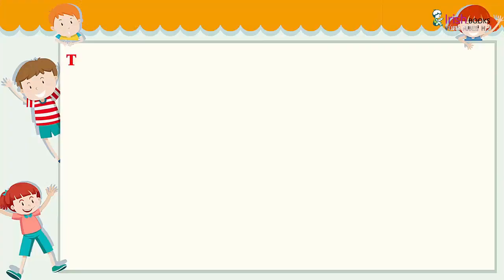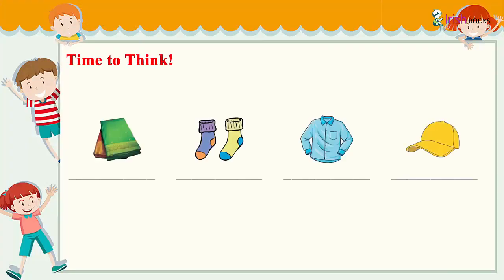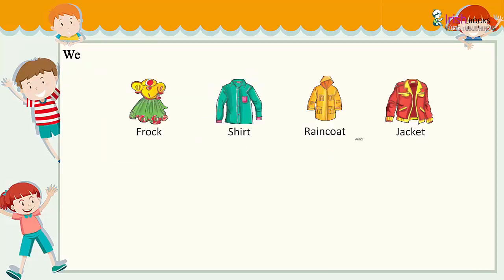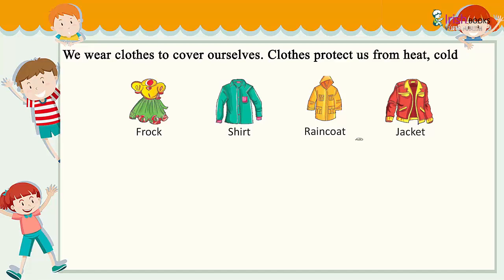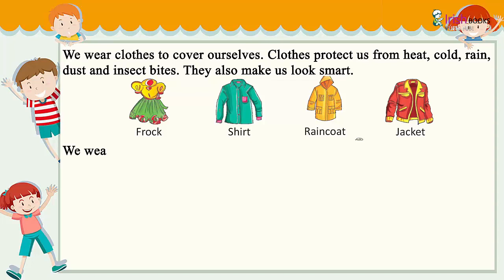Chapter 6. Clothes we wear. Time to think. Recognize and name the given dresses. We wear clothes to cover ourselves. Clothes protect us from heat, cold, rain, dust, and insect bites. They also make us look smart.